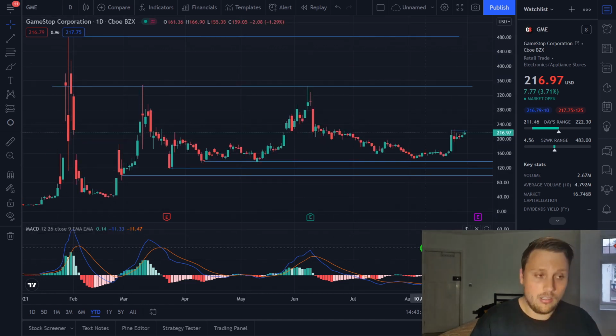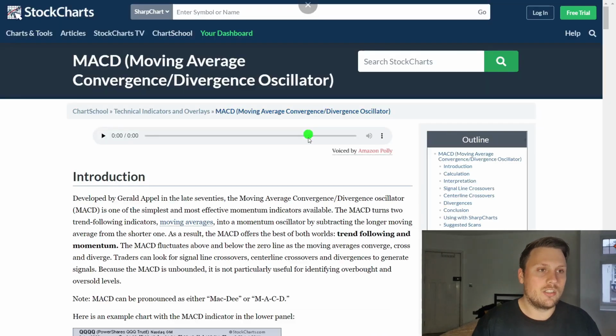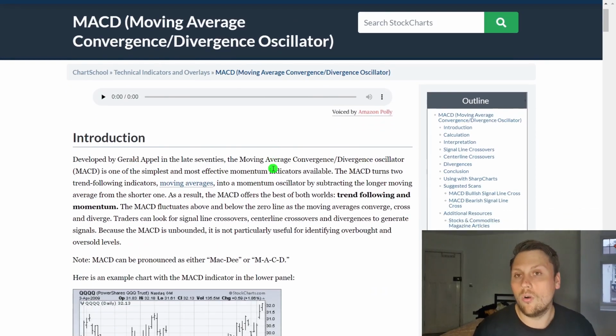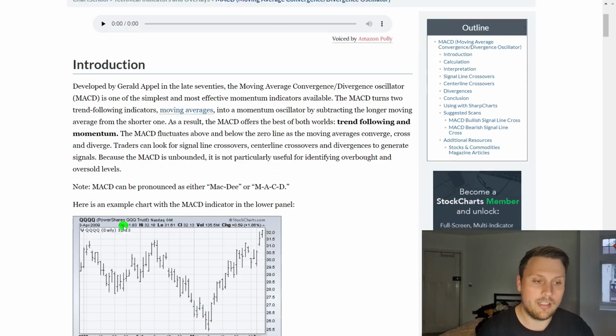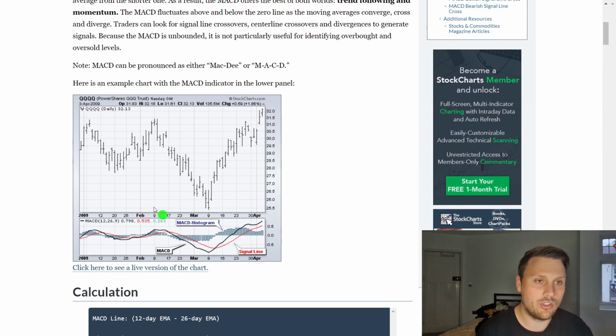Anyway, why do I like MACD? Well, I've said MACD before. MACD is a moving average convergence divergence oscillator, which is obviously the MACD part of it. And the thing I like is it's trend following and momentum based. It offers the best of both worlds. It fluctuates above and below the zero line as the moving averages converge, cross and diverge. So let's just have a look at this chart here. We've got the MACD line and we've got the signal line.